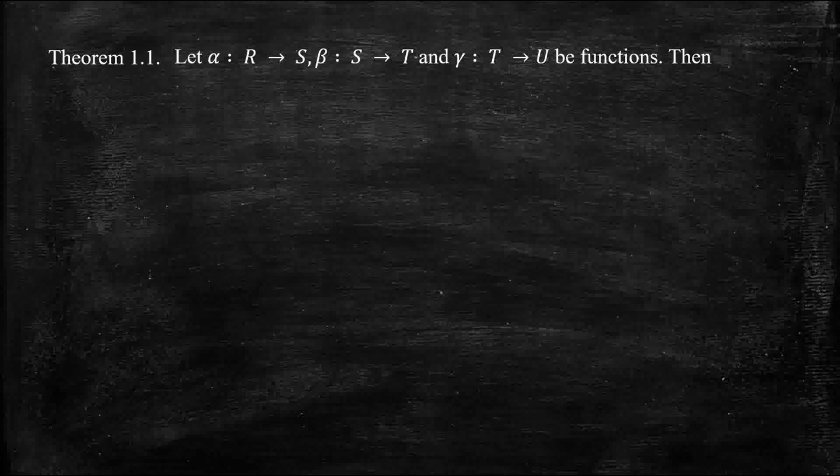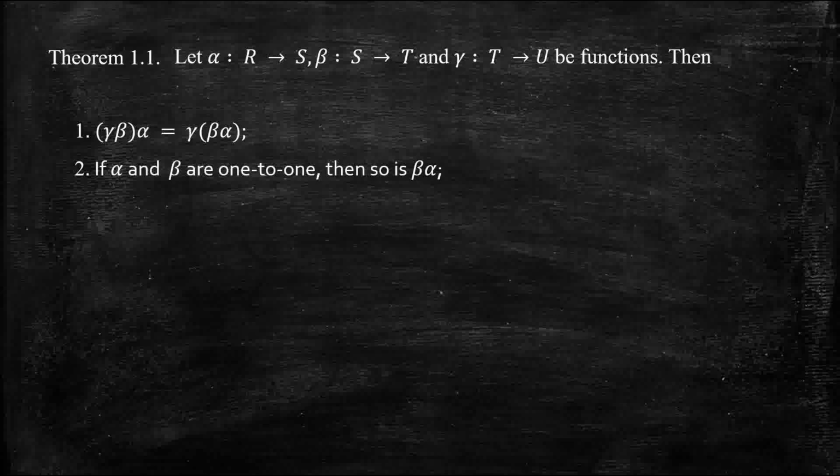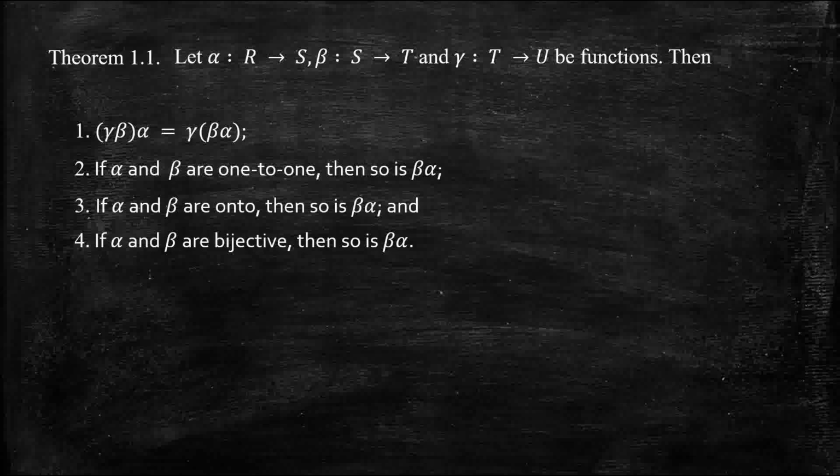Now, a theorem. Let alpha, beta and gamma be three functions mapped as follows. Then we have the following properties. 1. Gamma beta alpha is equal to gamma of beta alpha. 2. If alpha and beta are 1 to 1, then so is beta alpha. 3. If alpha and beta are onto, then so is beta alpha. And 4. If alpha and beta are bijective, then so is beta alpha.